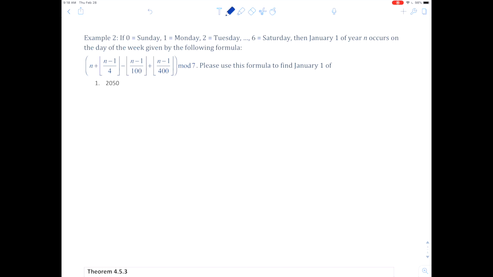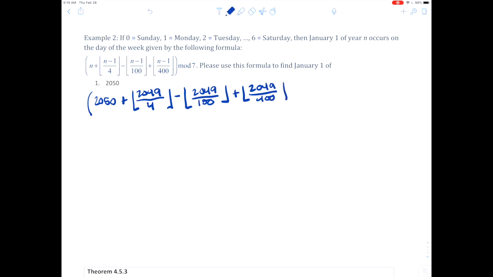So, here we go. To find the day of the week 2050 falls on, we're plugging that in wherever we see an n. So we would have 2050 plus the floor of 2050 minus 1, which is 2049, divided by 4, minus the floor of 2049 divided by 100, plus the floor of 2049 divided by 400. And then we would have mod 7.